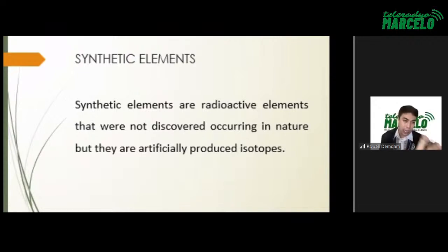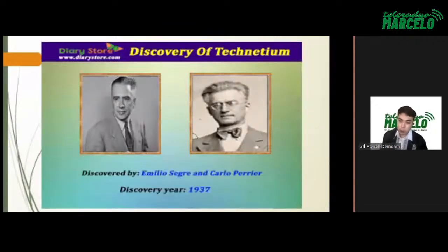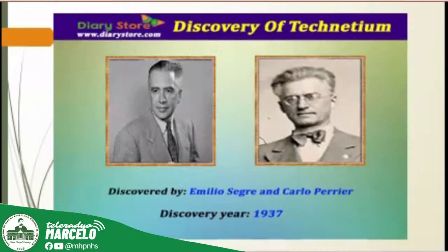So, synthetic elements, as you can see on your screen. There are naturally occurring elements, and there are also synthetic elements. Synthetic elements are radioactive elements that were not discovered occurring in nature, but are artificially produced isotopes. In other words, they are man-made. Consider the lightest element ever synthesized, technetium. This element was discovered in 1937 by Carlo Perrier and Emilio Segre. The name was derived from the Greek word teknetos, which means artificial.